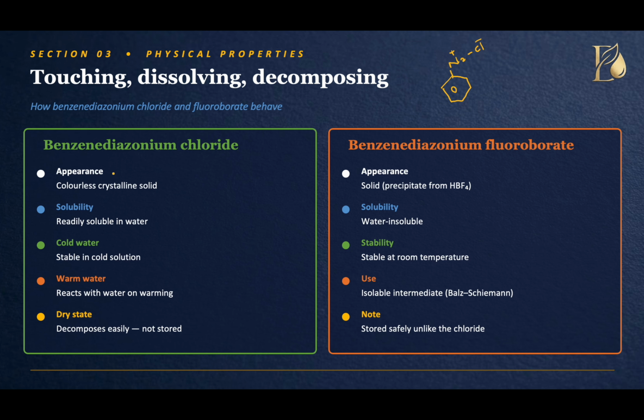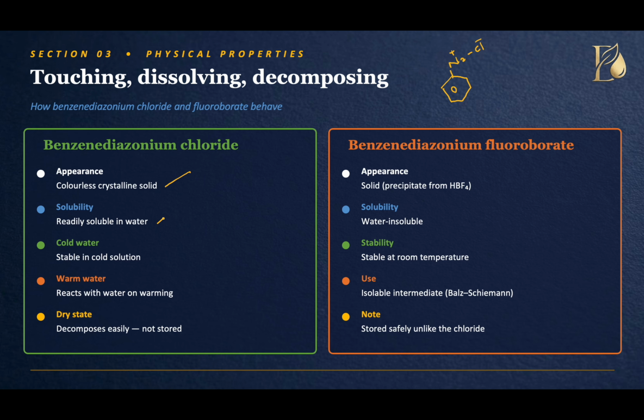So benzene diazonium chloride is a colorless crystalline solid that is highly soluble in water. They are colorless crystalline solids and they are soluble in water. It remains stable only in cold aqueous solutions, but if the solution is warmed or if the compound is isolated in a dry state, it decomposes easily. Got it? They remain stable only in cold aqueous solutions.